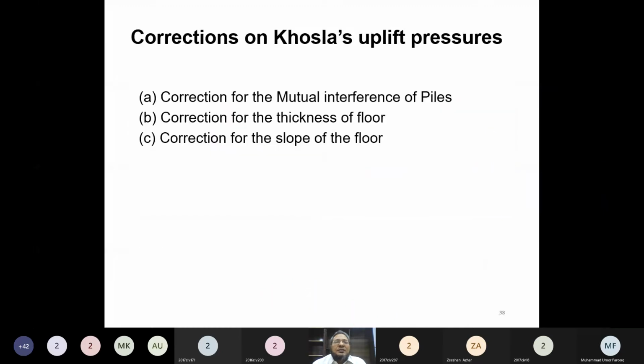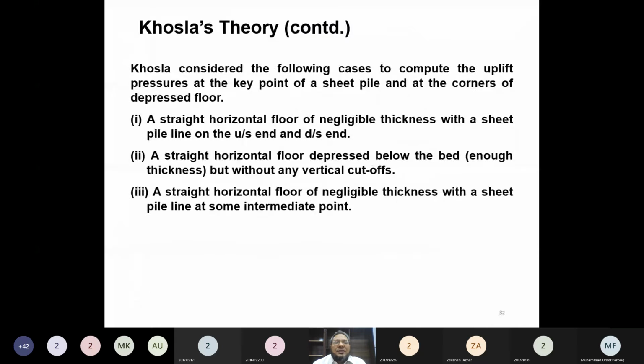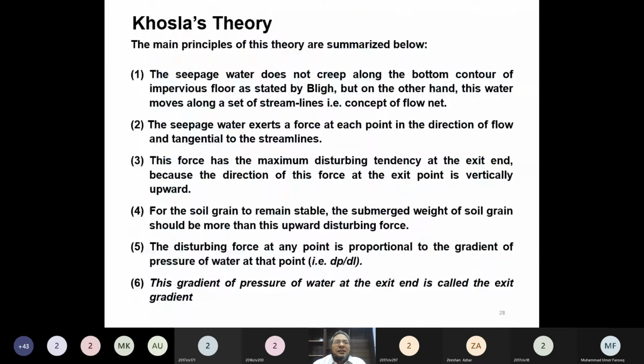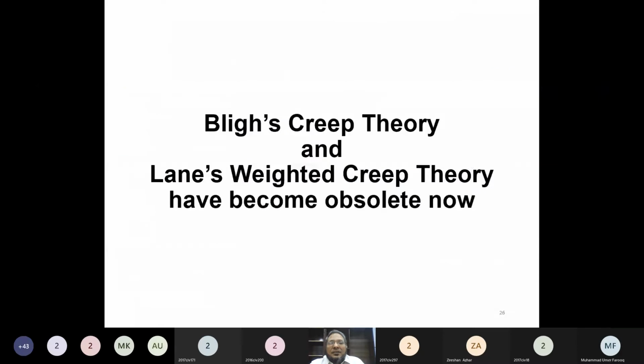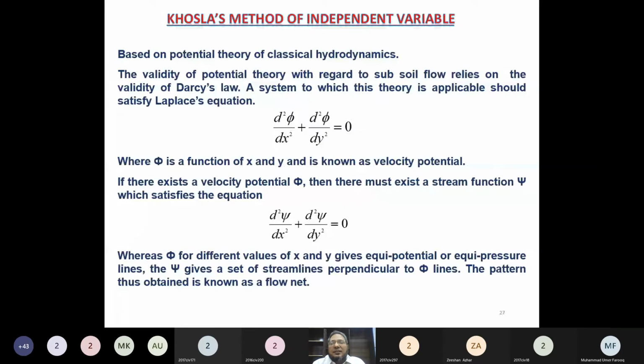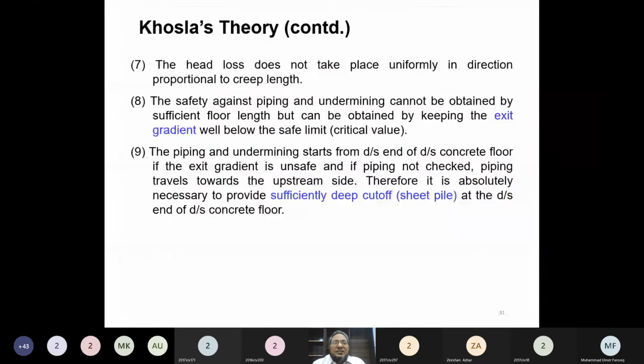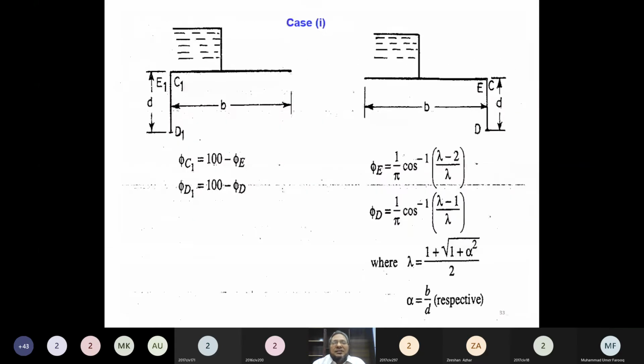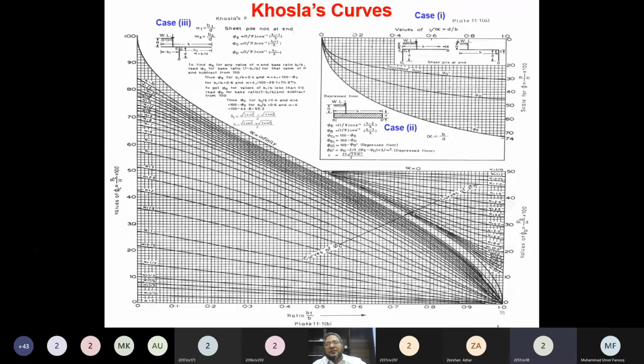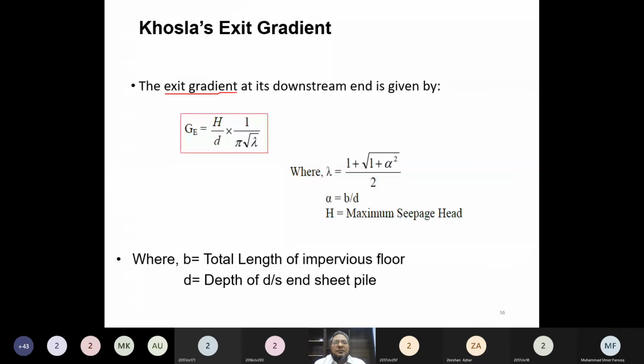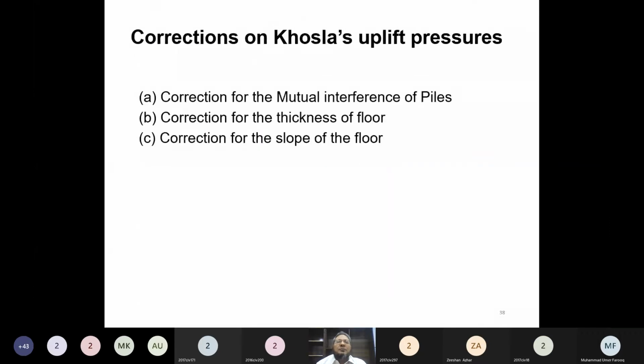And the Khosla theory, as we discussed previously, you know that Bligh's creep theory and Lane's weighted creep theory have now become obsolete. Normally we don't use Bligh's theory and Lane's theory. Which theory is used nowadays for the design of such weirs and barrages? Khosla theory. Yes, this is the Khosla theory. Okay.